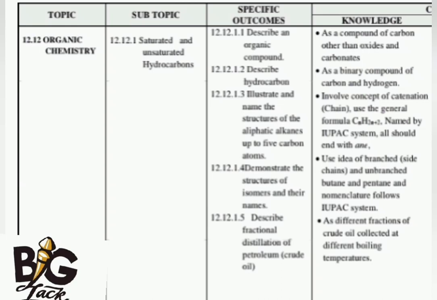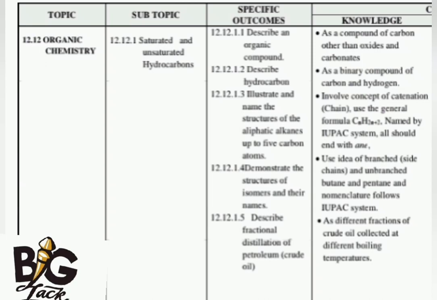Under organic chemistry, you need to describe saturated and unsaturated hydrocarbons. Hydrocarbons are compounds that contain hydrogen and carbon only. Saturated hydrocarbons are called alkanes, because they have single bonds. What you need to understand is that carbon can form 4 covalent bonds. Unsaturated hydrocarbons are called alkenes.